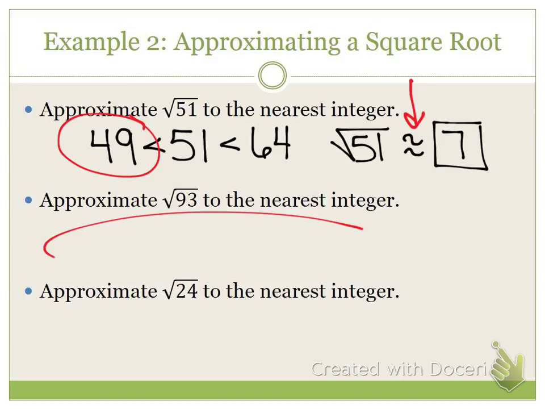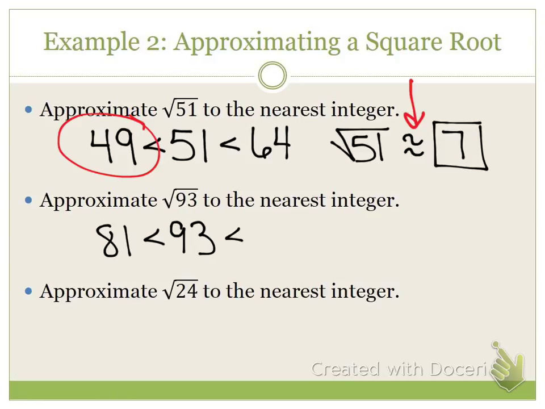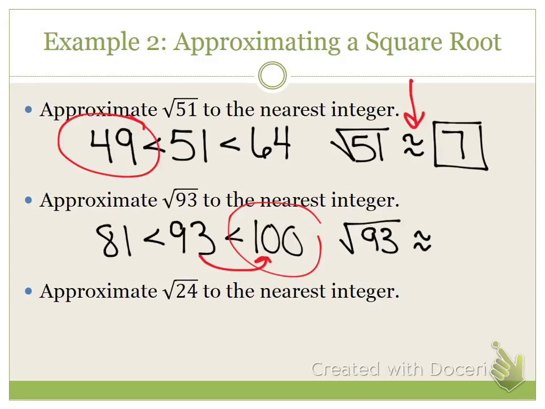So now I want you to fill in what are going to be your perfect squares on either side of 93. Okay, so 93 is in the middle. What's the perfect square below it? And what's the perfect square above it? So what's the perfect square on the low end? 81, and then above it? 100. And which one is it closer to? 100. So I'm going to say the square root of 93 is approximately, what's the square root of 100? 10. And that's my answer.